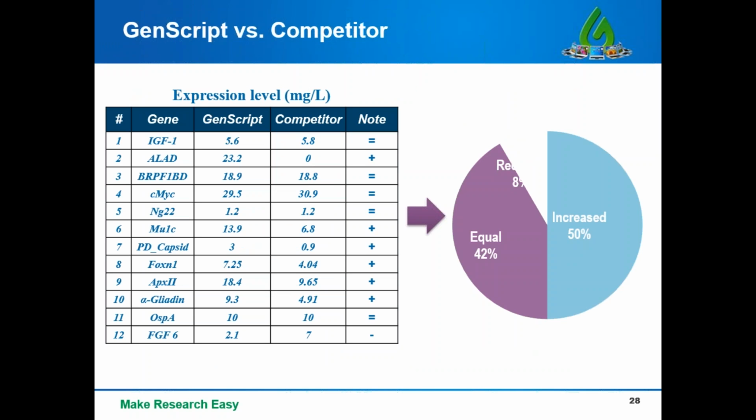And looking at our OptimGene platform versus our competitors, you can see that in 92% of cases, we see either an equal level of expression or an increased level of expression. And in only 8% of the cases, we actually see a decrease. So overall, our proprietary platform will either equal or outcompete our competitors' optimization tool.